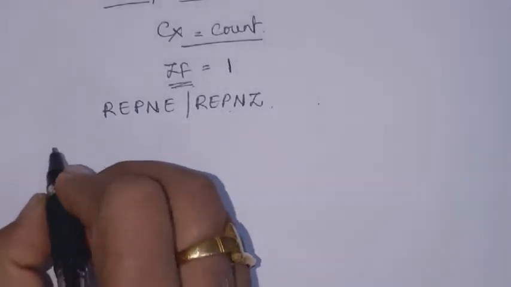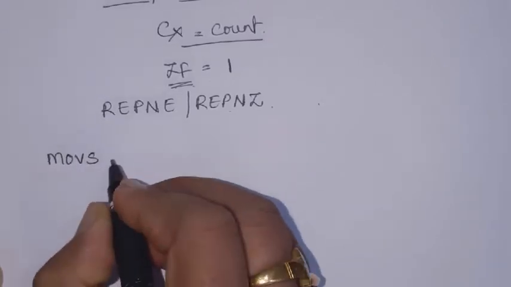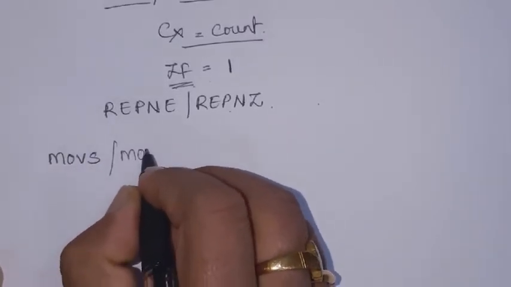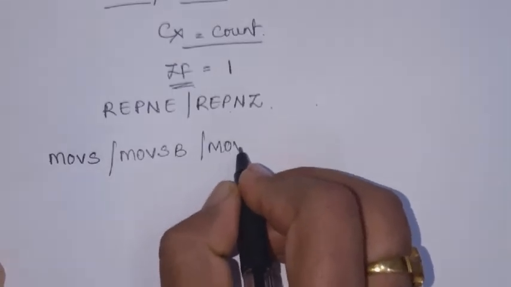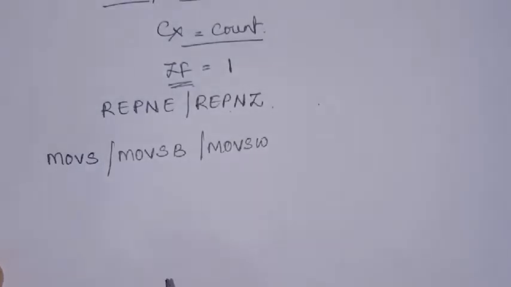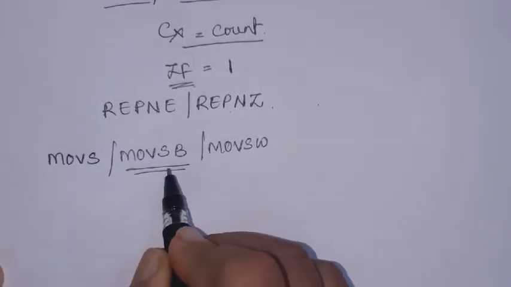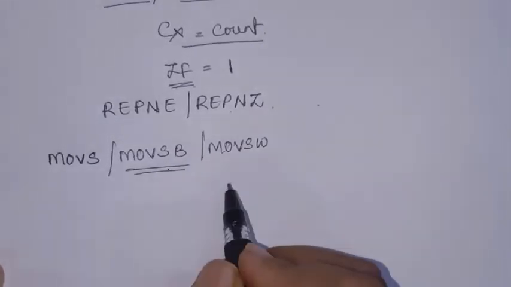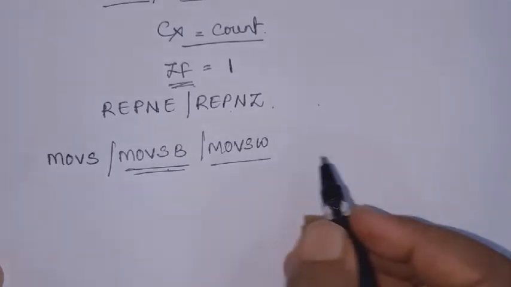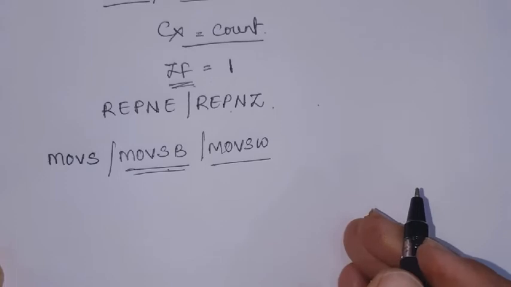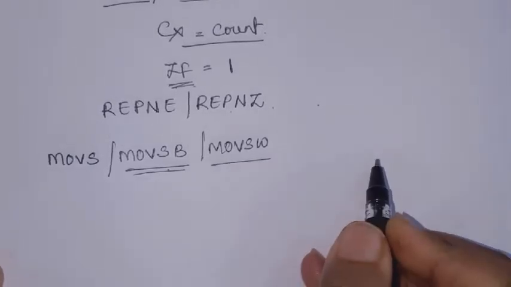Now let's see the string instructions. The first one is move string. In move string you have two instructions, move string byte or move string word. Move string byte is used to transfer one byte of data at a time. Move string word is used to transfer the data from source to destination one word at a time, that means 2 bytes at a time.